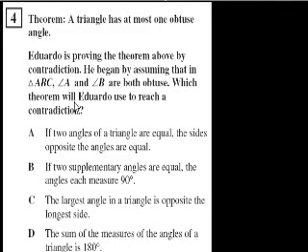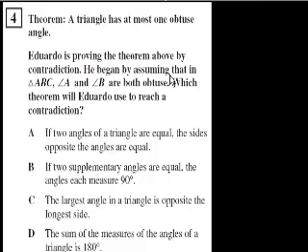We're on problem number 4, and they give us a theorem. It says a triangle has at most one obtuse angle. Fair enough. Eduardo is proving the theorem above by contradiction. The way you prove by contradiction, you say, okay, what if this weren't true? Let me prove that that can't happen. Well, let's see what he does.